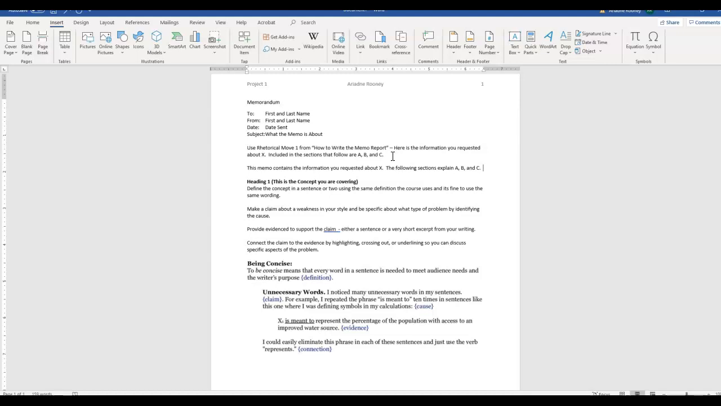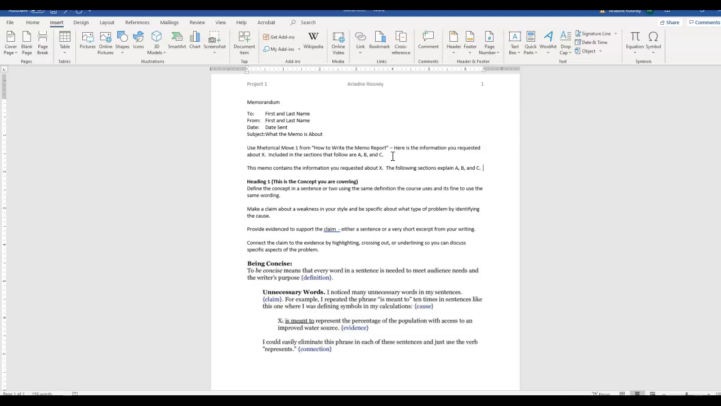But memorandum reports are a fairly common way of getting report information across. So for a memo report, your first sentence is just: here's the information you requested about this thing. In this case, this thing is this report you requested. Included in the sections that follow are A, B, and C, where A, B, and C are the concepts that you are choosing to cover.